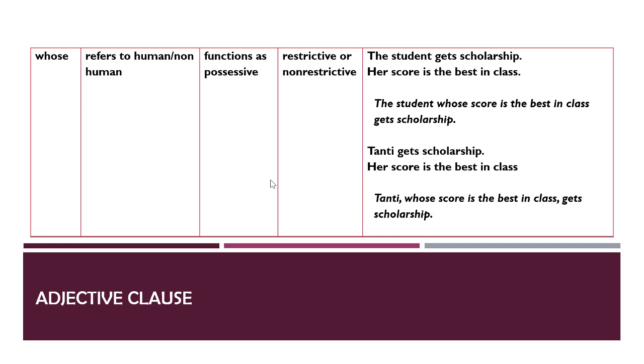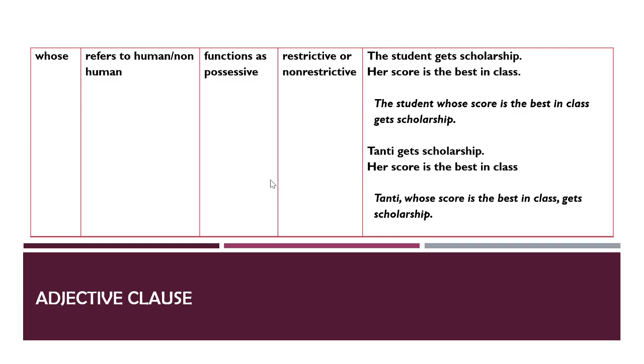Whose score is the best in class is an adjective clause. The student gets scholarship is a main clause. Whose score is the best in class is necessary information because we do not know who the student is. So it is considered restrictive.